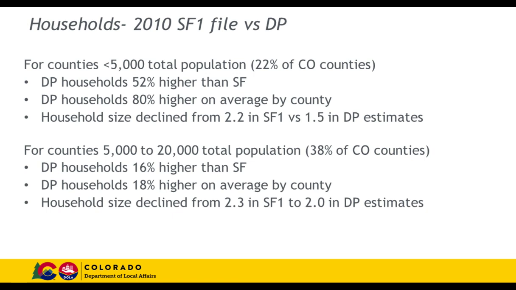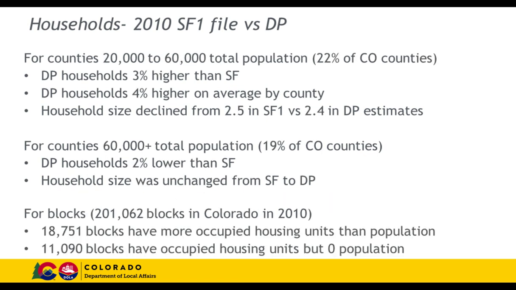So in terms of households, when we looked into it for Colorado, looking at some of the smaller counties in Colorado, less than 5,000 in terms of total population, this represented 22% of all of Colorado's counties. The DP households were 52% higher than what was released in 2010, and that was if we aggregated all of them. They were 80% higher on average by county. Household sizes declined from 2.2 to 1.5, which were significant differences. And then, of course, as we've mentioned, as we got to larger populations, so the majority of Colorado's counties are between 5,000 and 20,000 people, we saw a difference of 16%, and then the household size declined from 2.3 to 2.0. And as we got larger, again, those differences declined a little bit.